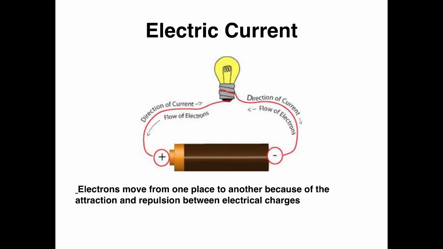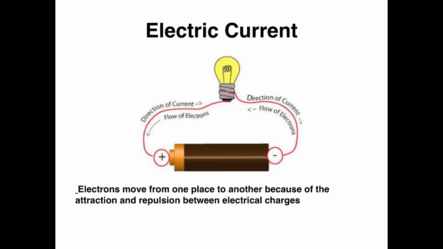Now, electrons move from one place to another because of the attraction or repulsion between the charges. As I said, you start at the negative end, which is on the right here. The electrons then flow through the light bulb, come around to the positive end. They are attracted by the positive end of the battery and repelled by the negative end of the battery. And so that's how they are driven.